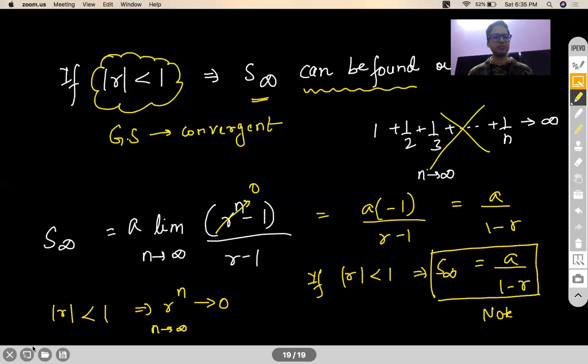Now we can take up a few problems on this concept. Can I go to the next page? Have you all copied it out? Okay.